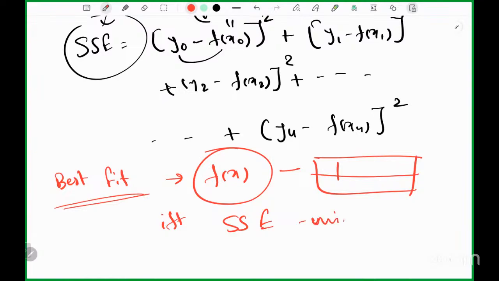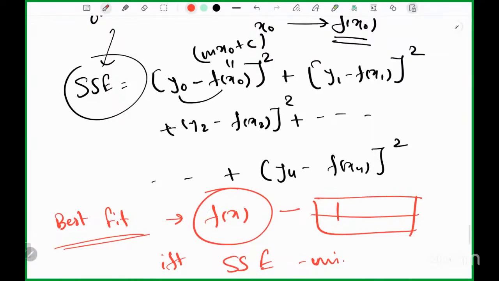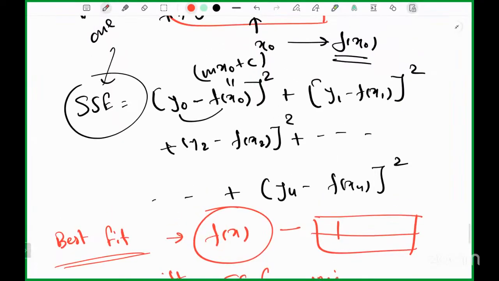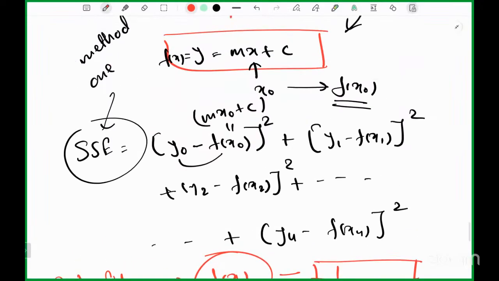Because it's kind of obvious that if you make a little error, that is a better thing. So if the value of SSC is less, then that means that expression is closer to our data set, right?